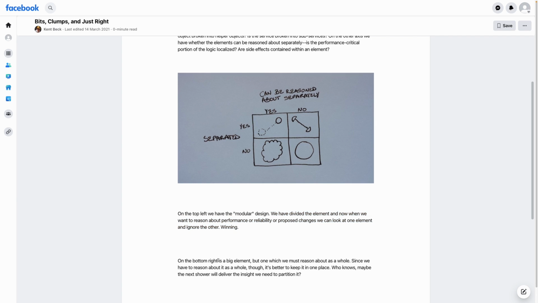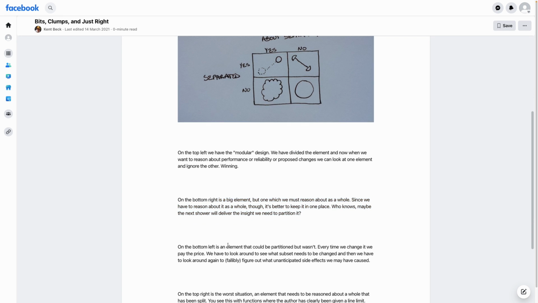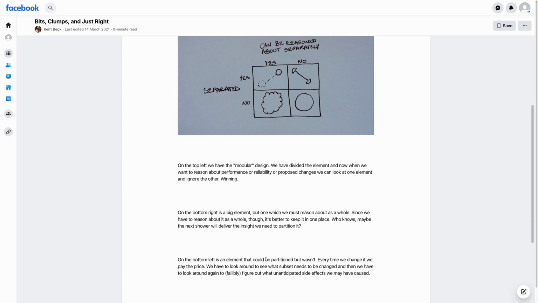On the bottom right is a big element, but one which we must reason about as a whole. Since we have to reason about it as a whole, though, it's better to keep it in one place. And who knows, maybe the next shower will deliver the insight we need to partition it. So that's over here, this big lump. Can be reasoned about separately, no. Separated, no.